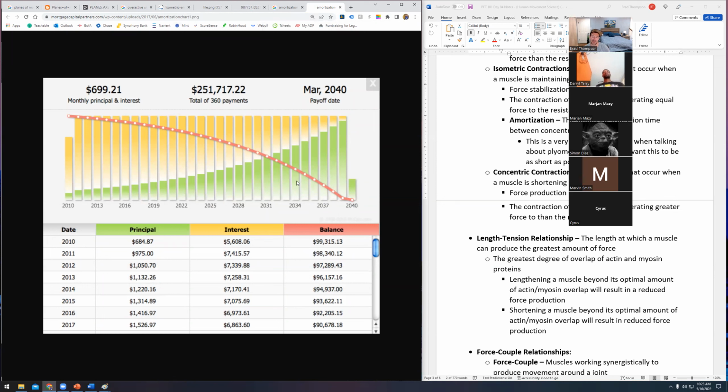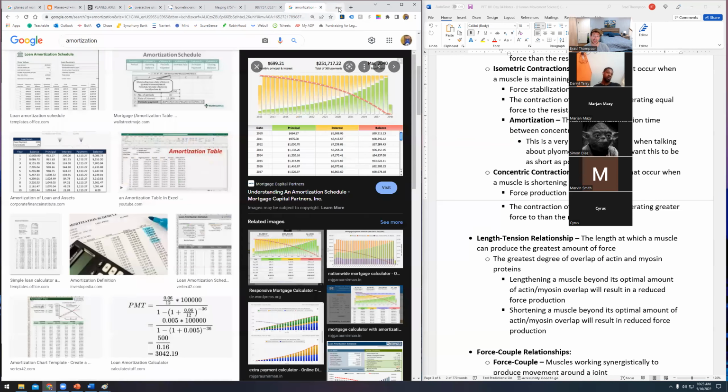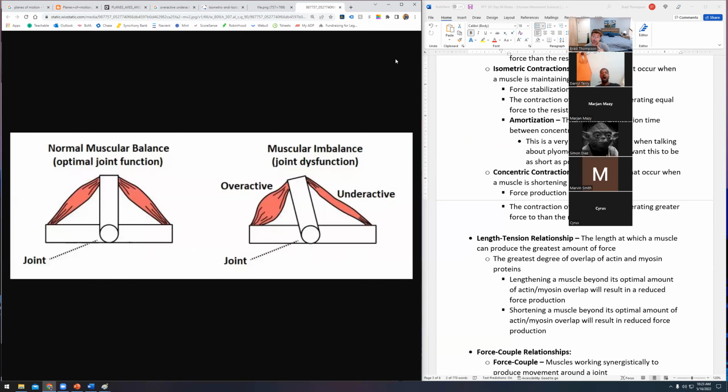Amortization, when we're talking about money, is the transition time from where you're basically losing money because you're spending money on the payments, but the value of your house keeps going up over time. So eventually there's a tipping point where your house is making you money. The transition time between losing money and making money is known as the amortization of your loan.